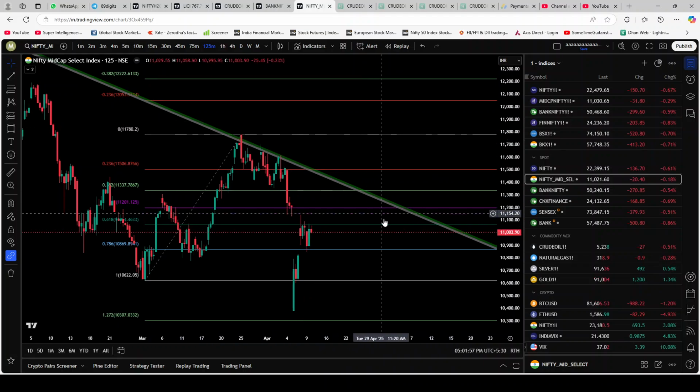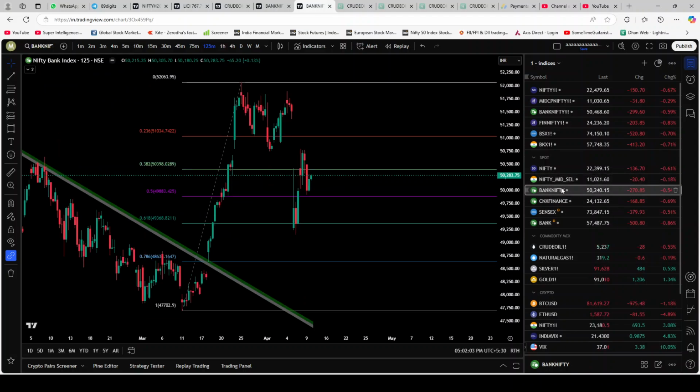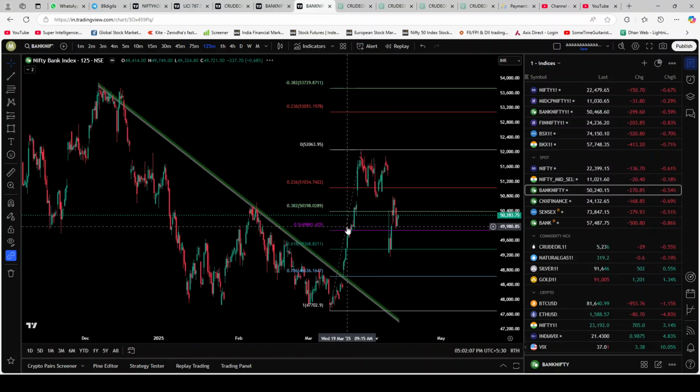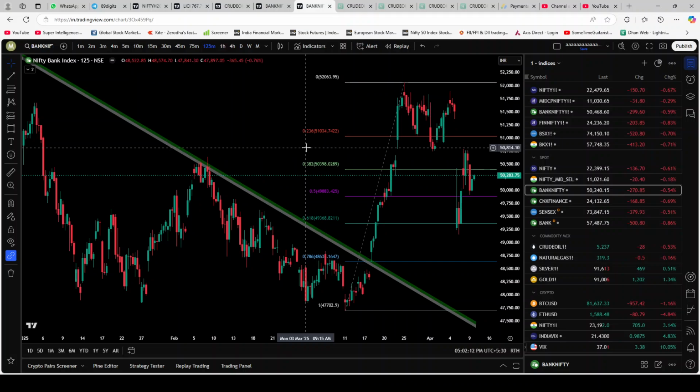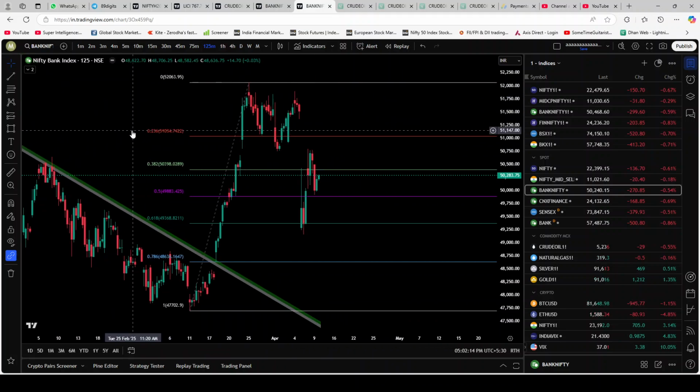Chances are it can break this trend line and go up, but not in one day. Probably take a couple of days if everything goes well. Now this is Bank Nifty. Bank Nifty is, as you can see, has already broken a long-term downtrend. It had broken out and it was going up fine. Then this tariff came up.